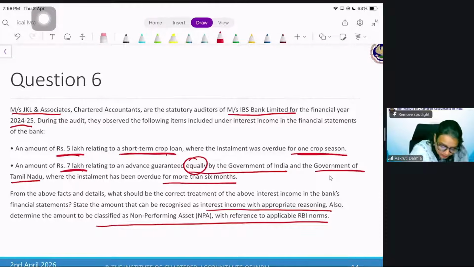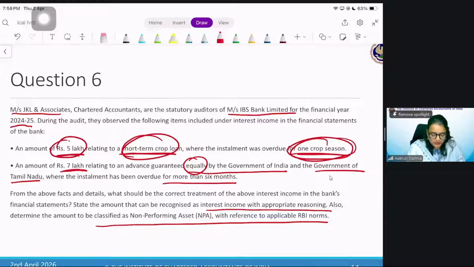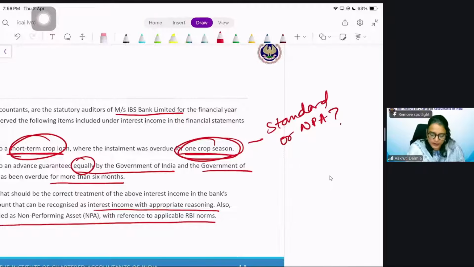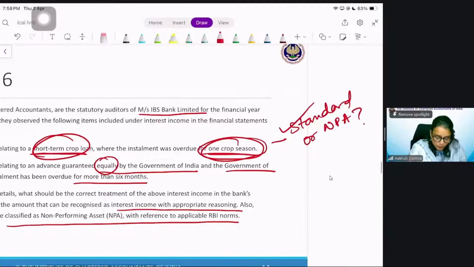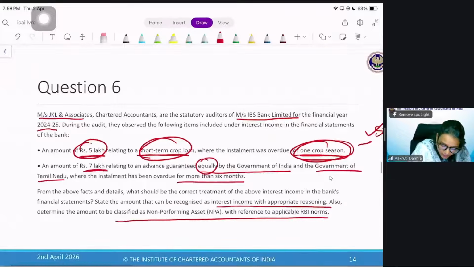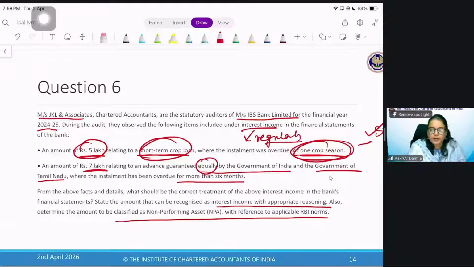So first tell me, an amount of rupees 5 lakh as short-term crop loan overdue for 1 crop season. Is it a standard asset or NPA? Quickly tell me. Not an NPA. So it's a standard asset. So it should be classified as such, and interest income should be recognized on a regular basis.